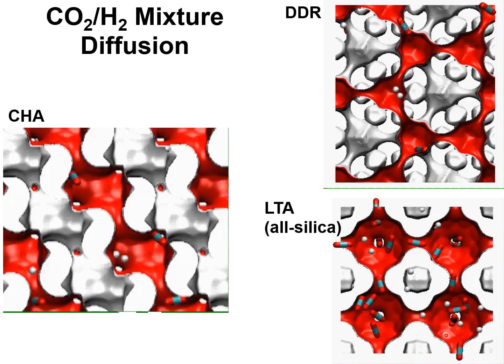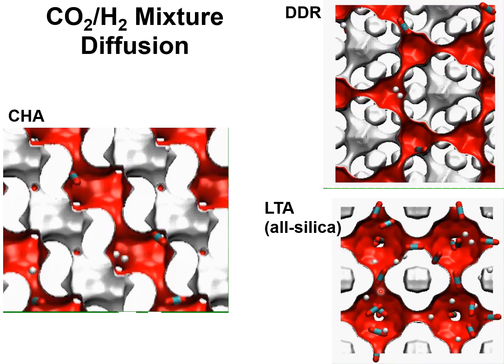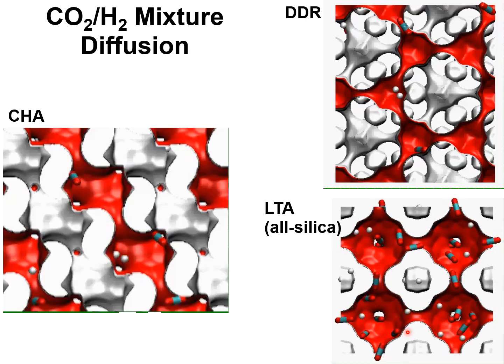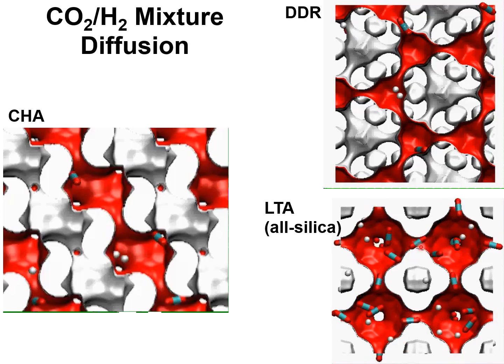For LTA, hydrogen has crossed the window. CO2 is hovering around the window region, not quite entering either of the cages. It also effectively blocks the intercage hopping of hydrogen.